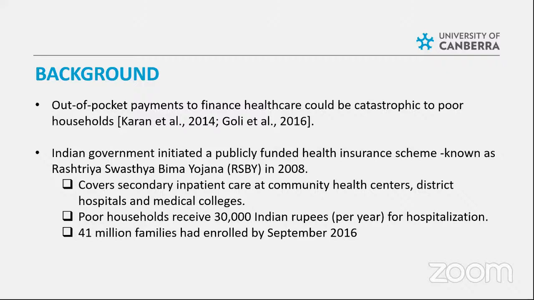So what kind of public health scheme was this RSBY? Well, it covers only poor households, and it covers secondary inpatient care at community health centers, district hospitals, and medical colleges. Families could receive up to 30,000 rupees per annum for hospitalization under this scheme. So 30,000 rupees would be equivalent to, I believe, 5,800,000 Indonesian rupiah. And out of the 65 million families who had been targeted for coverage, by 2016, 41 million had enrolled in this program. So that's about 63-64% coverage rate.